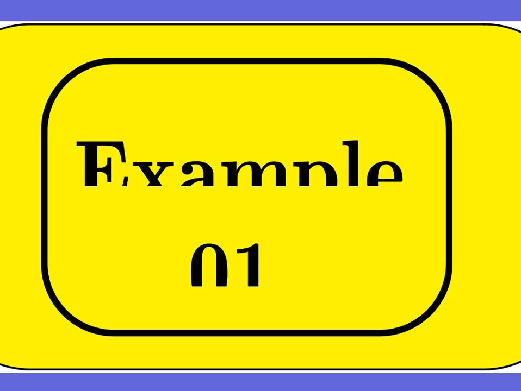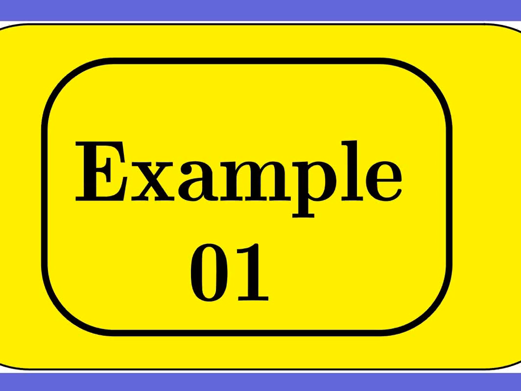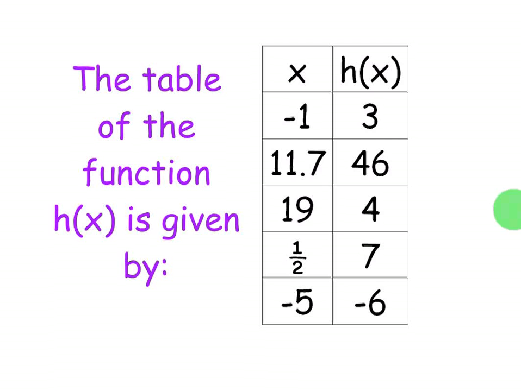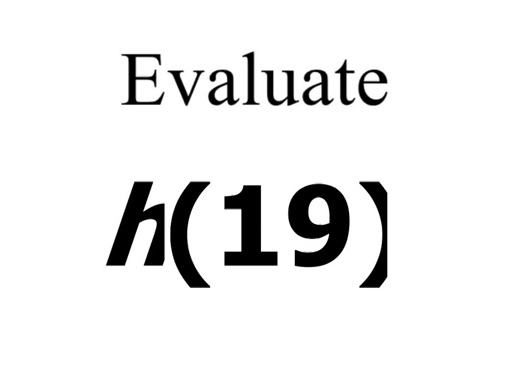Example 1. The table of a function is given by this. We can call it h, f, g, whatever. In this case, it's called h of x. And so we have some x values followed by some y values. Notice no x value has more than one y value, or h value, and therefore it's a function. So it says evaluate h of 19.